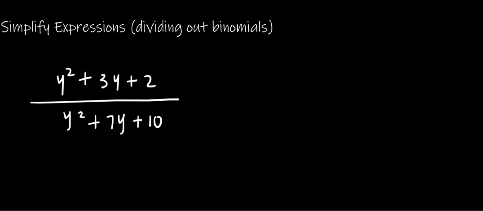Welcome back to another Simplify Rational Expressions. Last time we used the skill called dividing out monomials. Today we're going to divide out binomials. Our first question is y squared plus 3y plus 2 over y squared plus 7y plus 10.